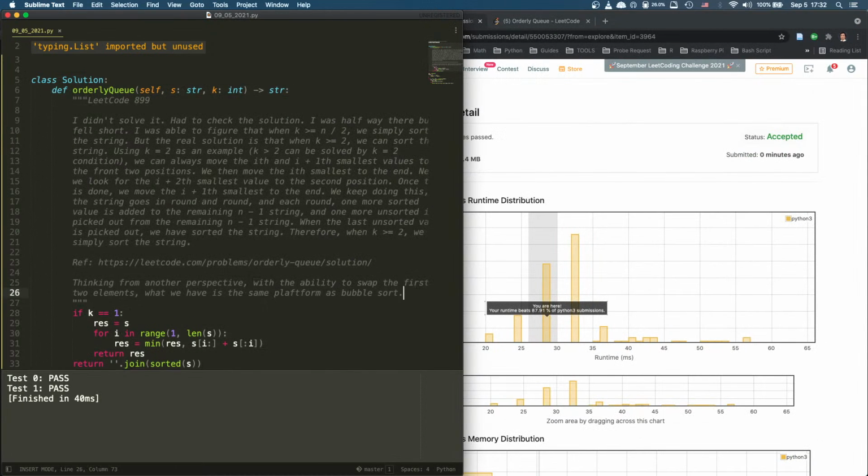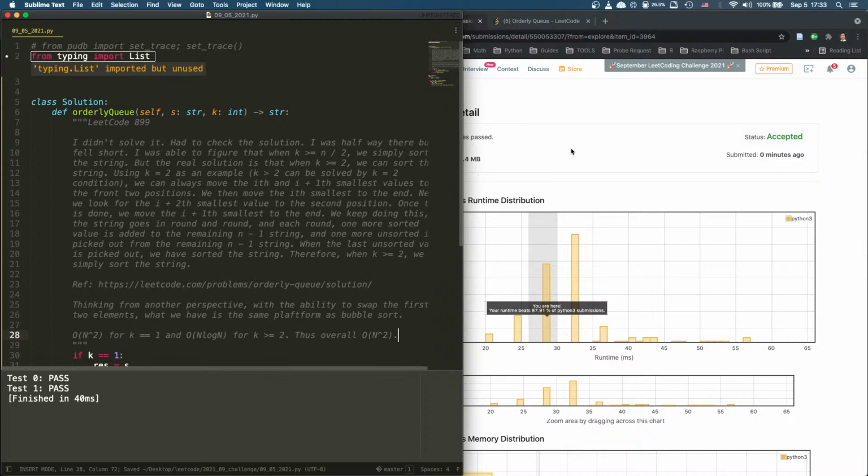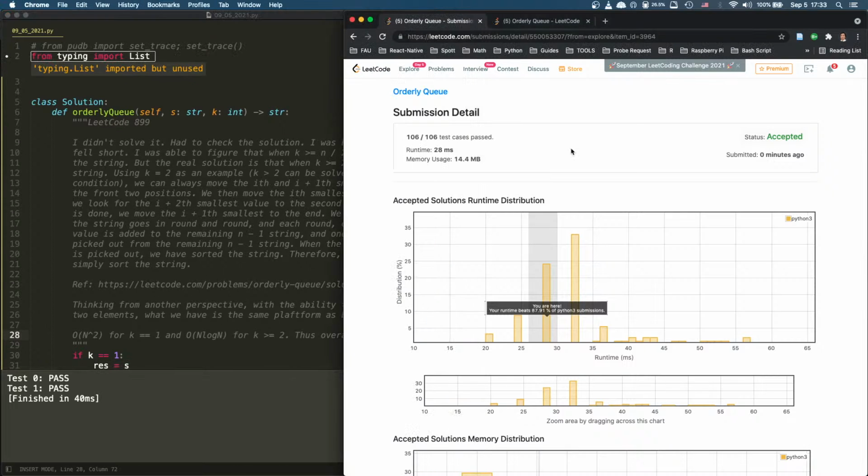O of n squared. O of n squared for k equals 1, and O of n log n for k larger or equal to 2. Thus, overall, it's O of n squared. All right. We didn't solve this one, but it makes sense. We were kind of close, but should have kept thinking hard about this rotating thing.